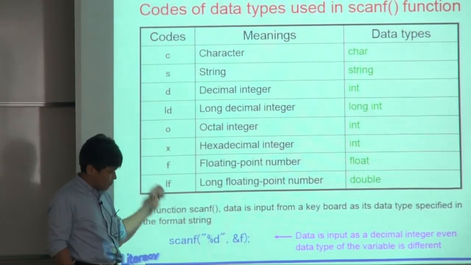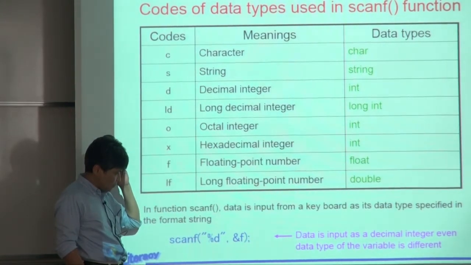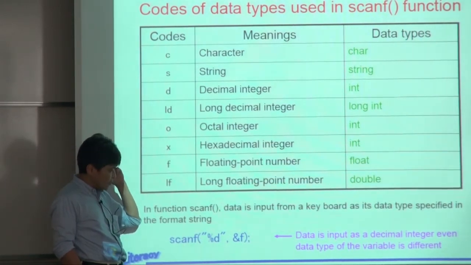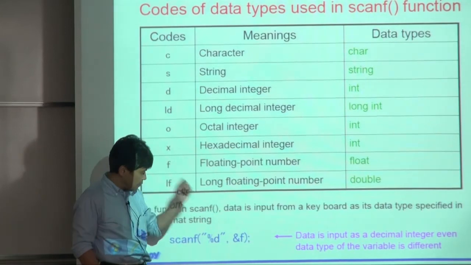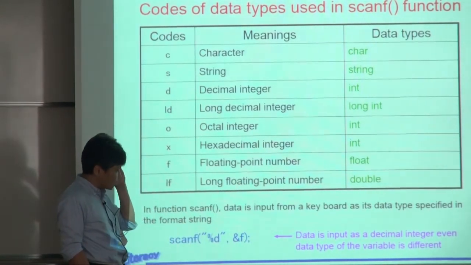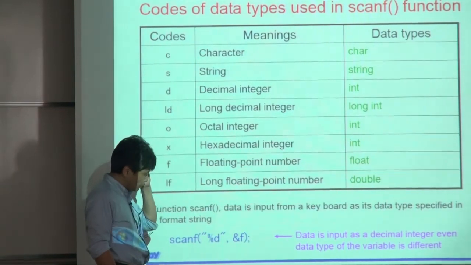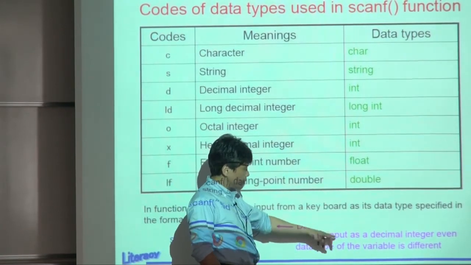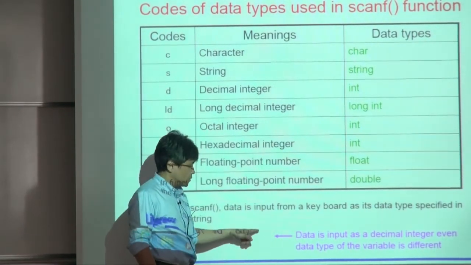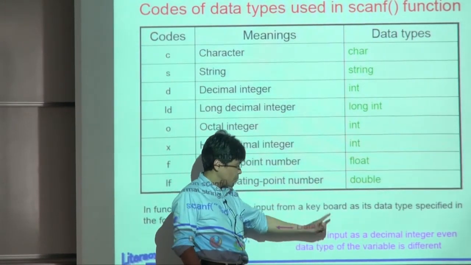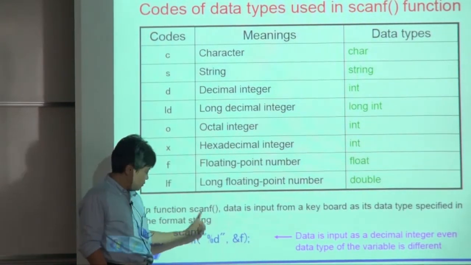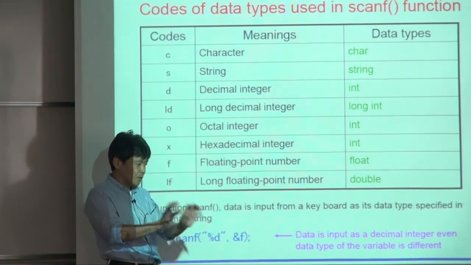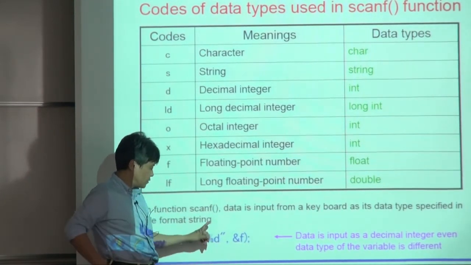So somehow maybe the actual data stored in this variable is a strange value. Okay. So maybe as shown here, data is input as a decimal integer, even if the data type for the variable is different. Because in this case you specify the decimal number, the entered value is treated as a decimal number.